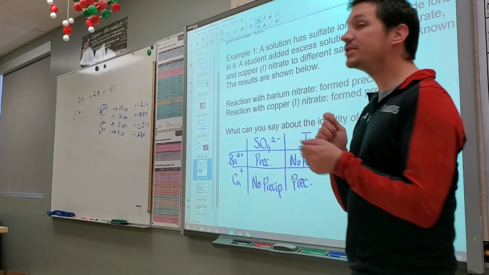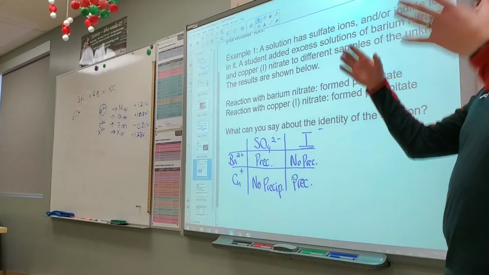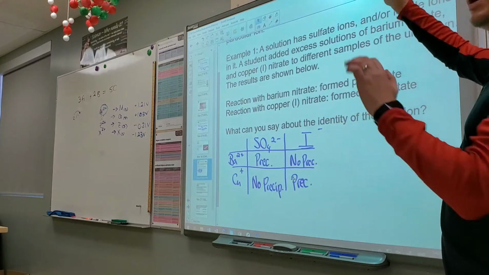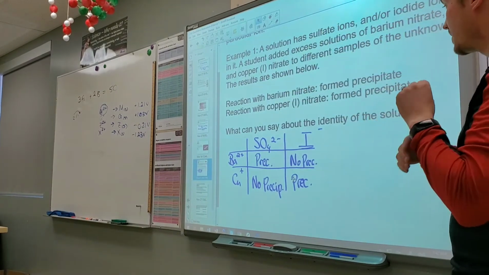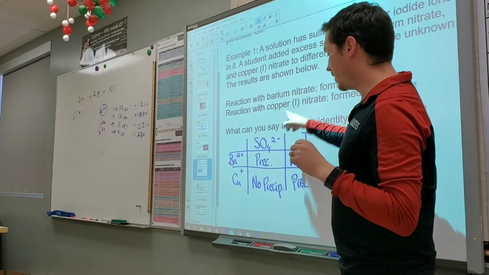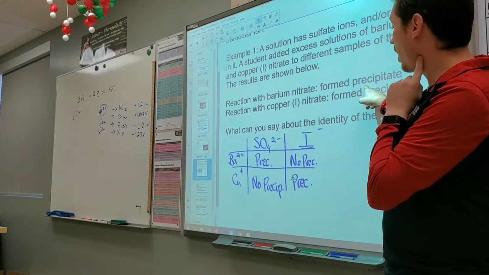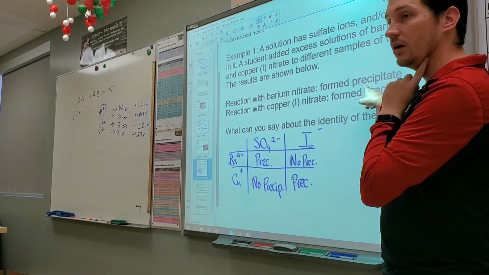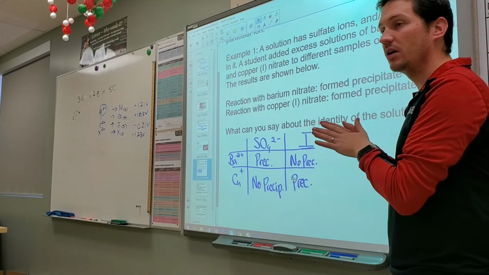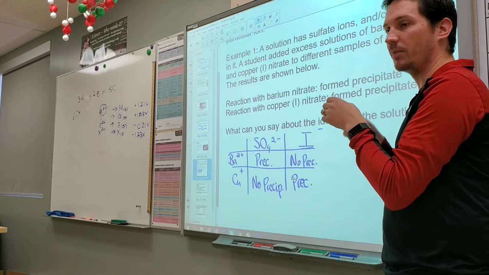So, can you see where we're going with this? We're going to have two different solutions. We have two samples of that unknown, right? That unknown, we poured it into two different beakers. Okay? Now, when we poured barium nitrate, did we form a precipitate or not form a precipitate? We formed a precipitate. So what can you deduce? What needed to be in our solution in order to form a precipitate with the barium?